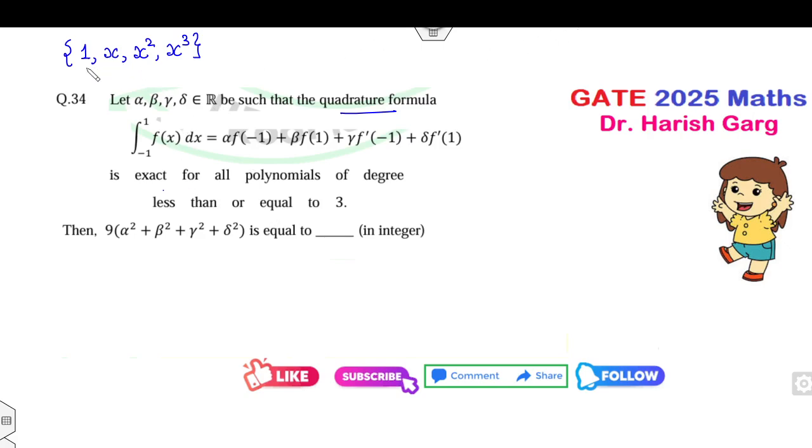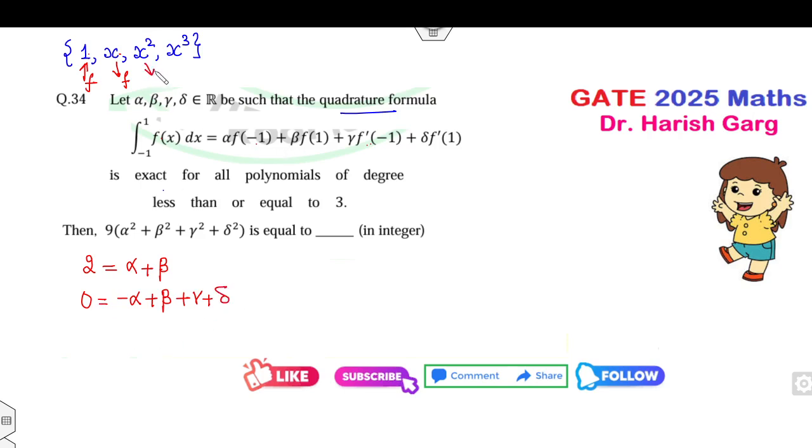So firstly, if I take f(x) as 1, the integration of 1 will be 2. On the right side, f of alpha plus beta, and the derivative is 0. The left hand side is 0, minus alpha plus beta times the derivative. What is the derivative of f(x)? That is 1, which is gamma plus delta.